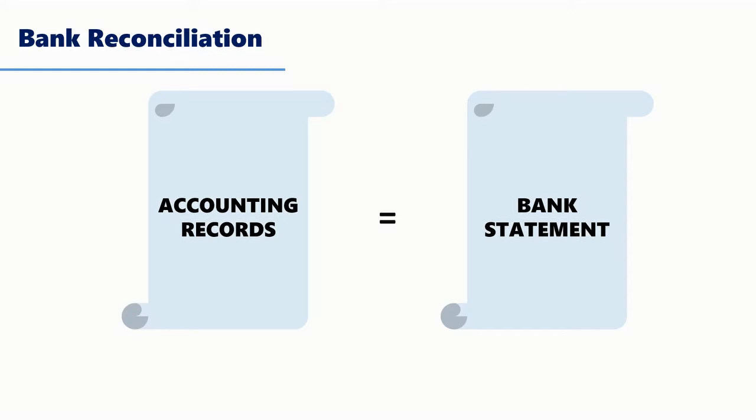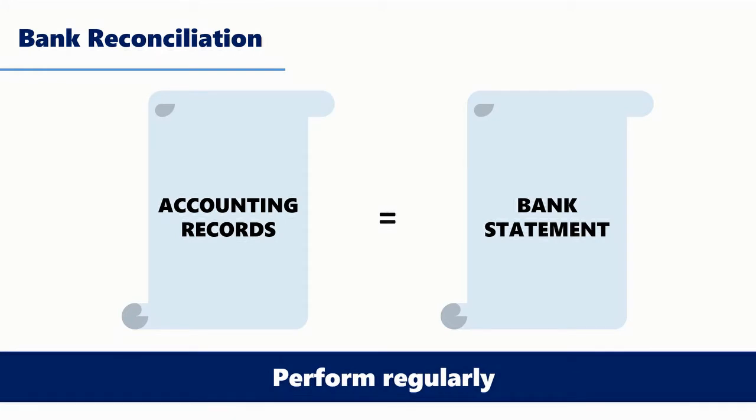A bank reconciliation is the process of matching the cash balances in an entity's accounting records to the corresponding information on a bank statement. It is ideal to perform bank reconciliation regularly for all bank accounts to ensure that a company's cash records are correct. At a minimum, conduct a bank reconciliation shortly after the end of each month when the bank statements are received.